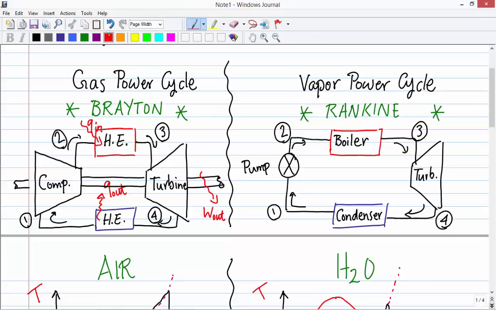In the boiler, we know that it's like a stove, for example, right?